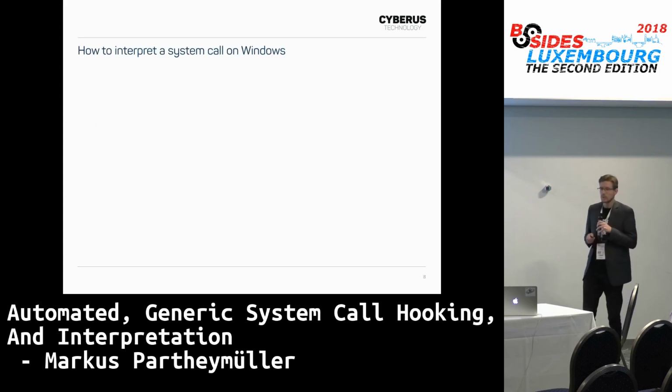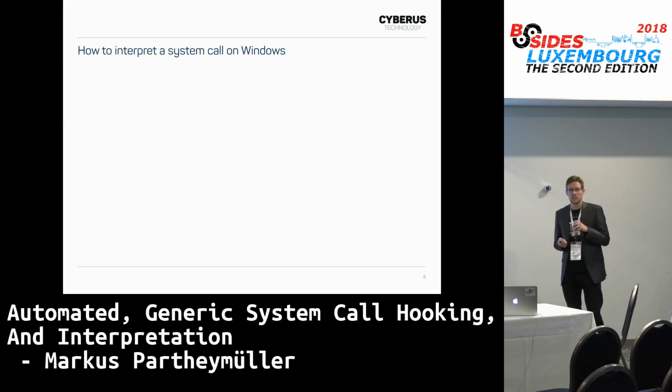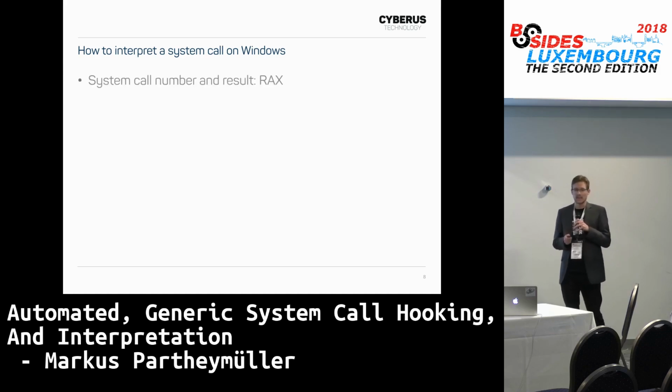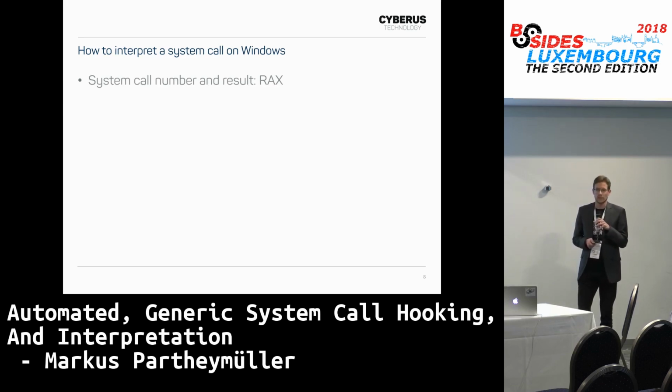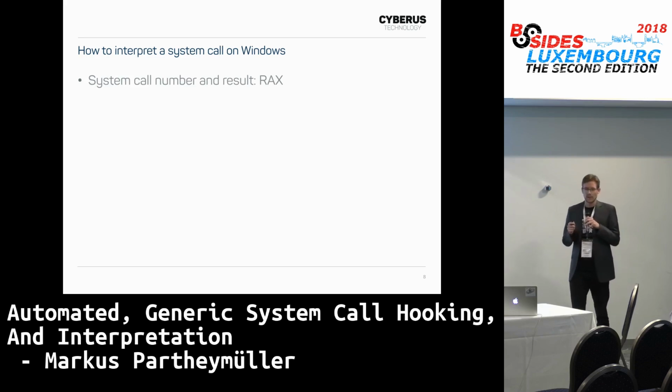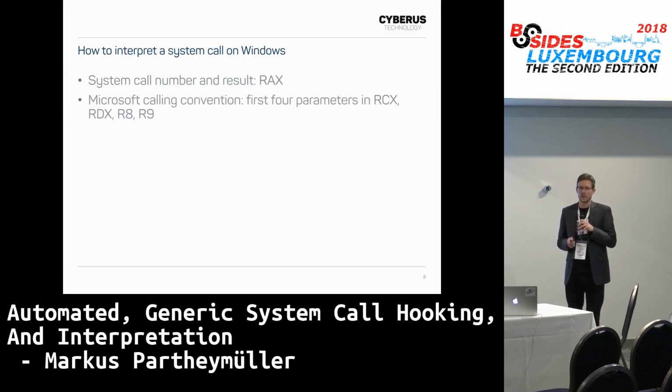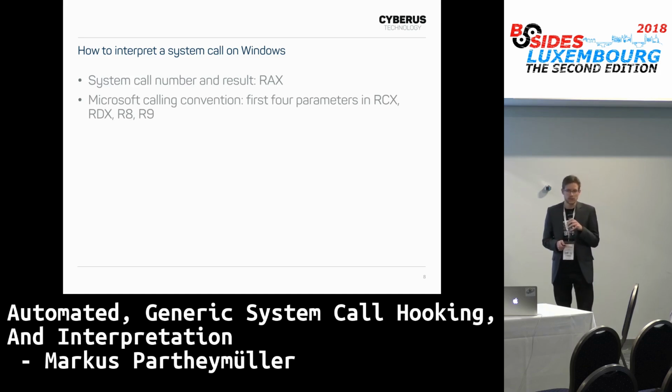And first of all, we have to think about how we interpret a system call on the Windows machine. One of the key things is we have to find out which system call it actually is. And that is stored in a register called RAX on 64-bit Windows. And we also know that the result of the system call after it was handled is also stored in that register. And then the system call on Windows pretty much follows the Microsoft calling convention.